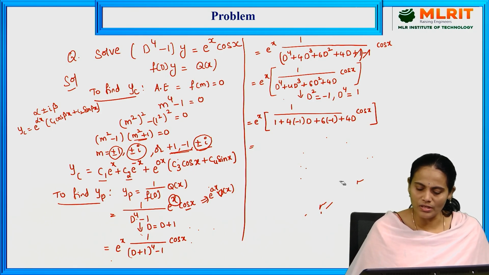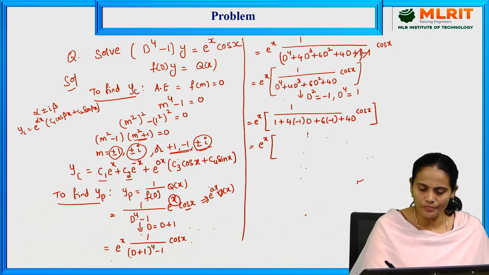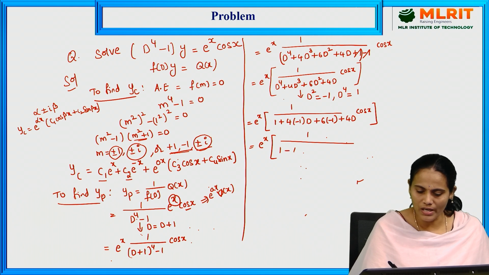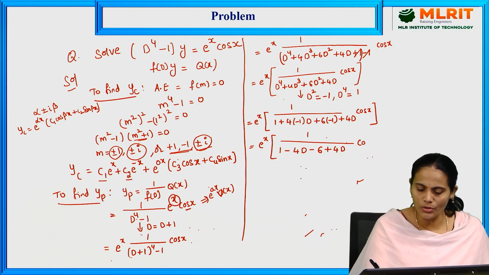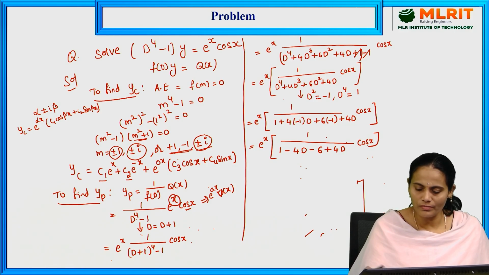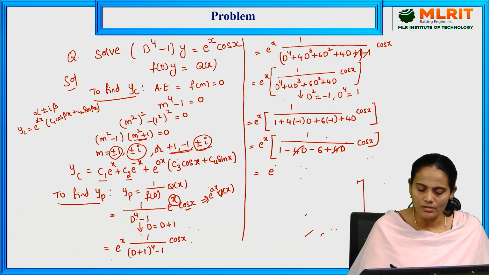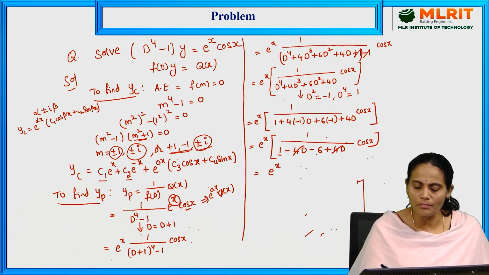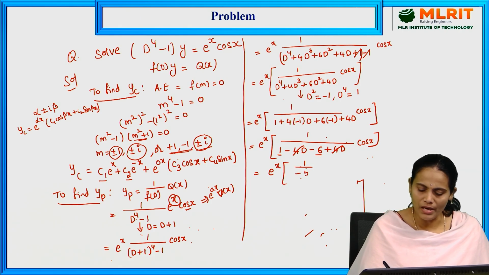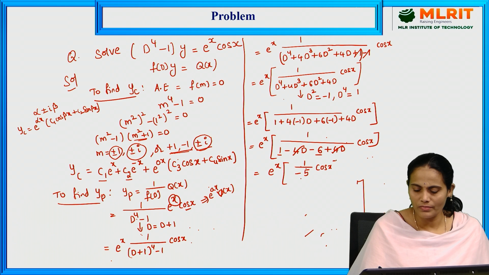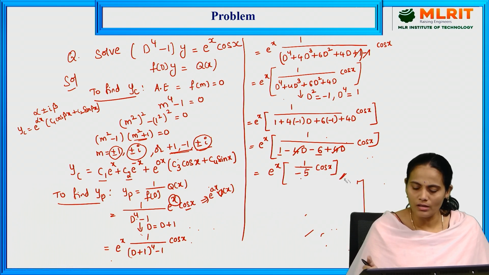Now we simplify this: e power x into 1 by 1 minus 4D minus 6 plus 4D, into cos x. Here the minus 4D and plus 4D get cancelled automatically. So the denominator value is 1 minus 6, which is nothing but minus 5. So 1 by minus 5 into cos x. So this is the yp.